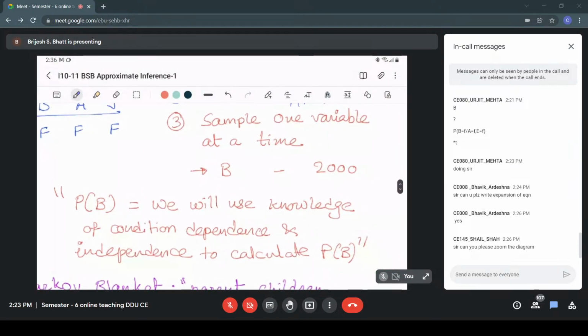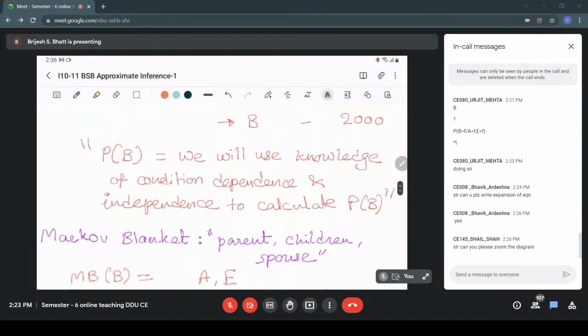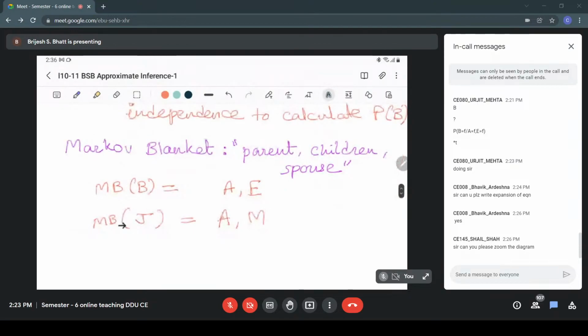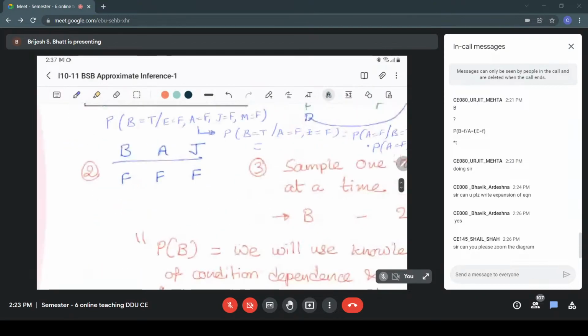And what we have done is, while calculating probability of B, we will use knowledge of conditional dependence and independence to calculate probability of B. Right? So the Markov property, the Markov blanket that we discussed, which is parent, children, spouse. I'm just revising things for your reference. So the Markov blanket of B is A and E. And similarly, the Markov blanket of J is A and M.